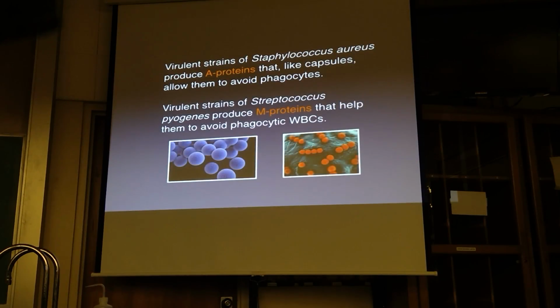Streptococcus pyogenes, another important pathogen, also produces a surface protein. These are called M proteins. So A proteins and M proteins work like capsules to protect cells against phagocytes.